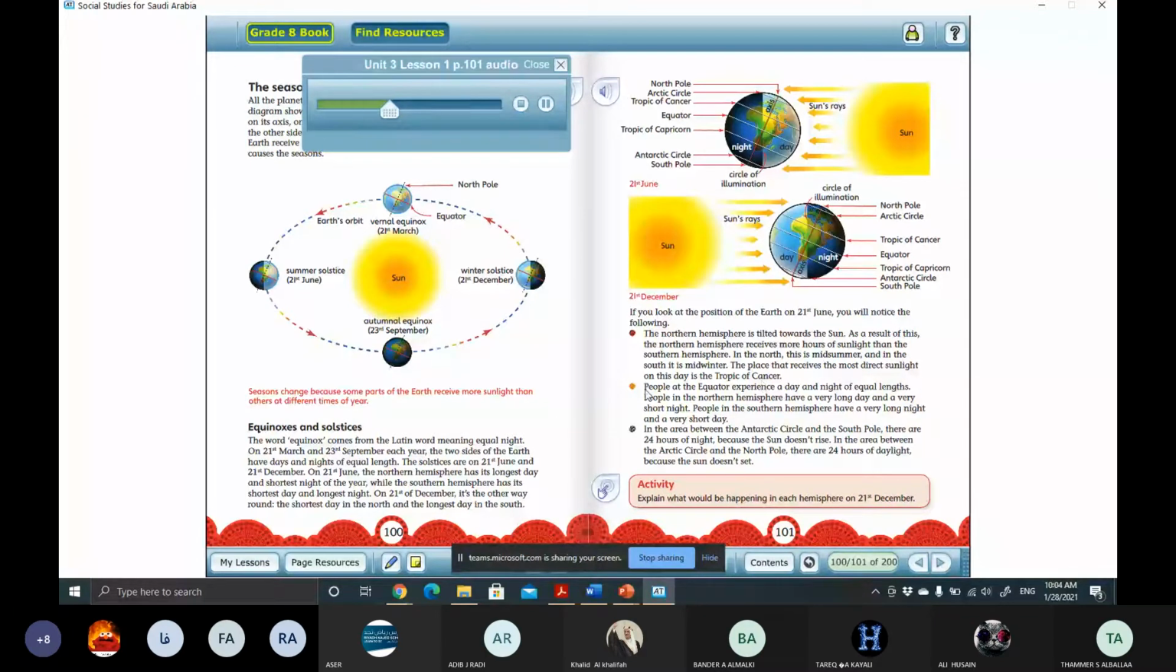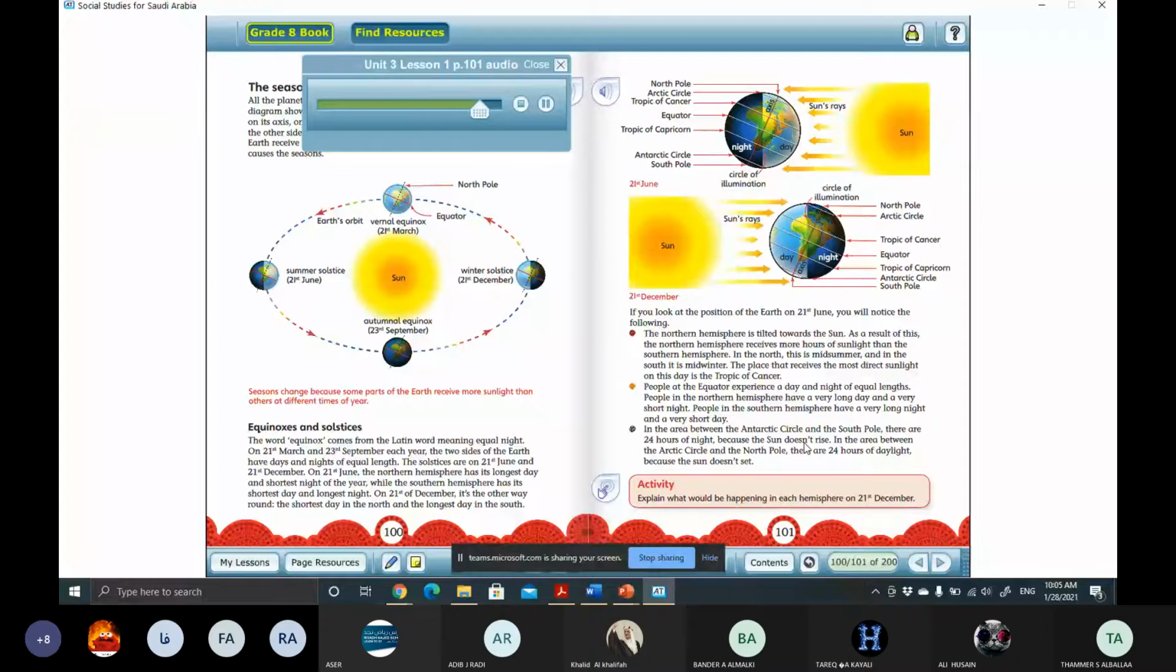People at the equator experience a day and night of equal lengths. People in the northern hemisphere have a very long day and a very short night. People in the southern hemisphere have a very long night and a very short day. In the area between the Antarctic Circle and the South Pole, there are 24 hours of night because the sun doesn't rise. In the area between the Arctic Circle and the North Pole, there are 24 hours of daylight because the sun doesn't set.